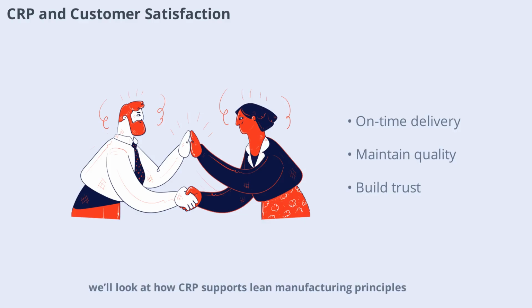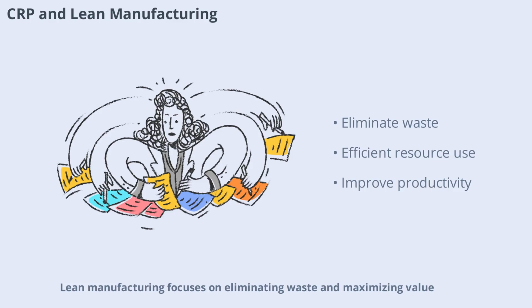Next, we'll look at how CRP supports lean manufacturing principles. Lean manufacturing focuses on eliminating waste and maximizing value. CRP supports lean principles by ensuring that resources are used efficiently and that production flows smoothly. By identifying and addressing capacity constraints, CRP helps minimize idle time, reduce inventory, and improve overall productivity. This alignment with lean practices leads to lower costs and higher customer satisfaction.